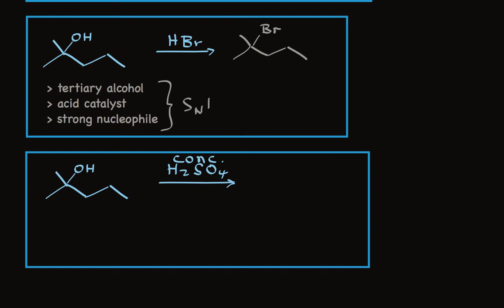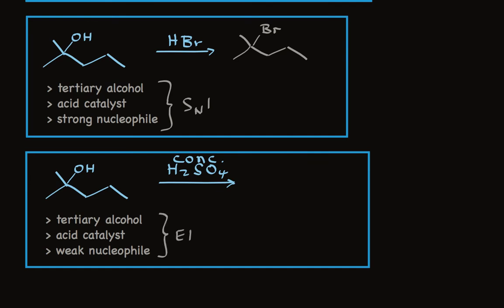But when this alcohol is treated with a different acid, one that doesn't make a good nucleophile, we see a different outcome. This tertiary alcohol is treated with a strong acid catalyst, but we have a weak nucleophile. Under those conditions, we'll see E1 elimination.